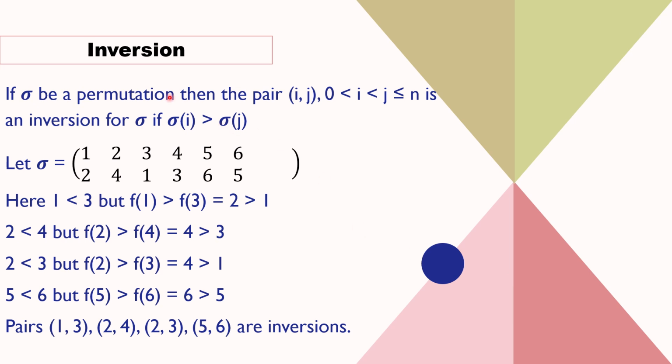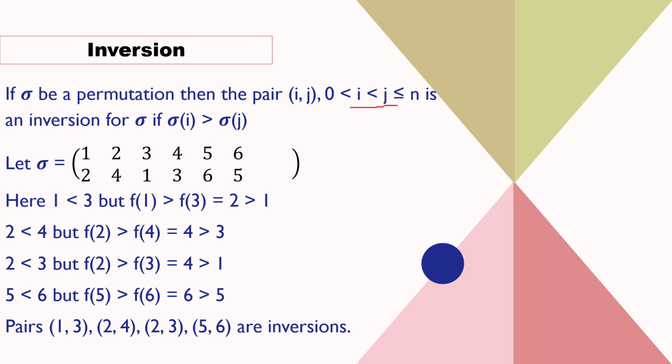Next concept is inversion. If sigma is a permutation, then the pair (i, j), 0 less than i less than j less than or equal to n, is an inversion for sigma if sigma(i) is greater than sigma(j). So the concept here is that we have 2 elements which are part of this permutation. We take one as i and one as j. Sigma(i) and sigma(j), what are these? These are the images. So the image of i is sigma(i) and the image of j is sigma(j), right? Now i is less than j. This is what you keep in mind.